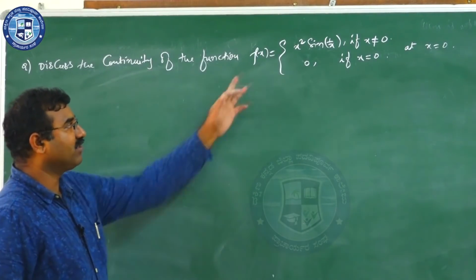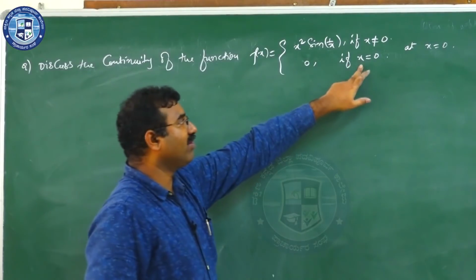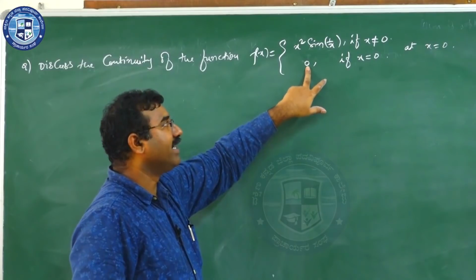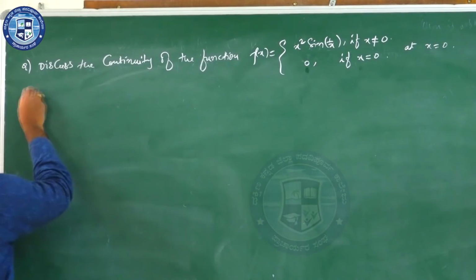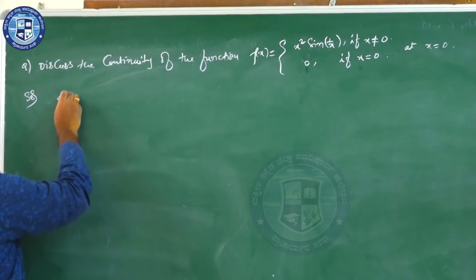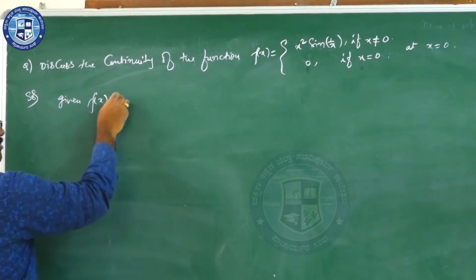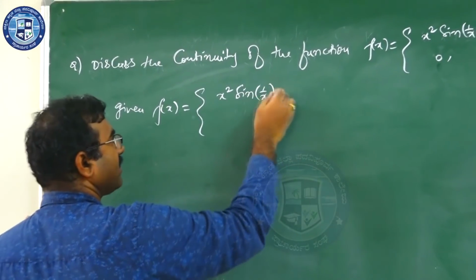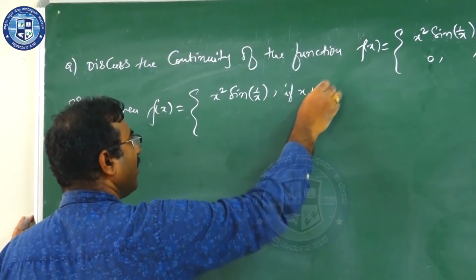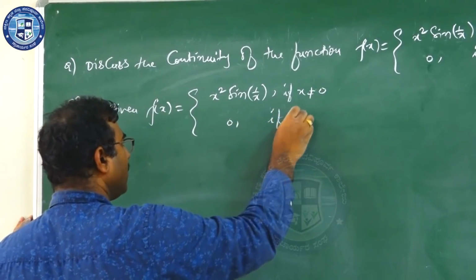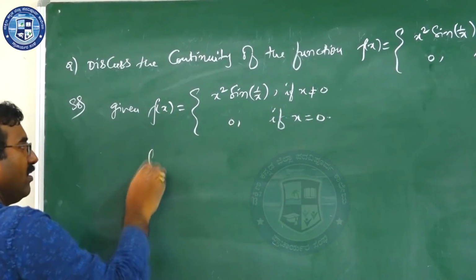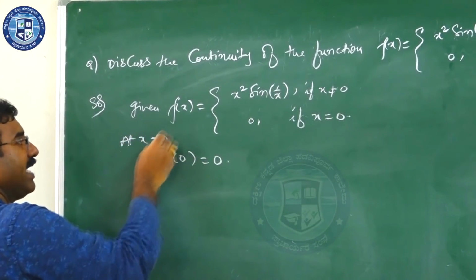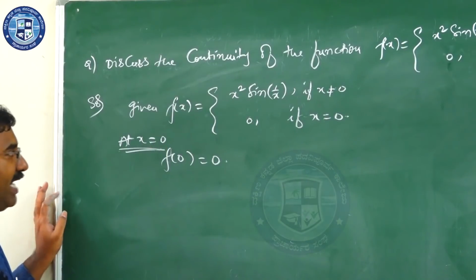Okay. So, this is the given function. When x equals 0, the function value is 0, that is given. That means f of 0 is 0. Solution: given f(x) is equal to x square sin 1 by x if x not equal to 0, 0 if x equal to 0. So, we are working at 0 now. f of 0 is equal to 0. At x equals 0 we are working.